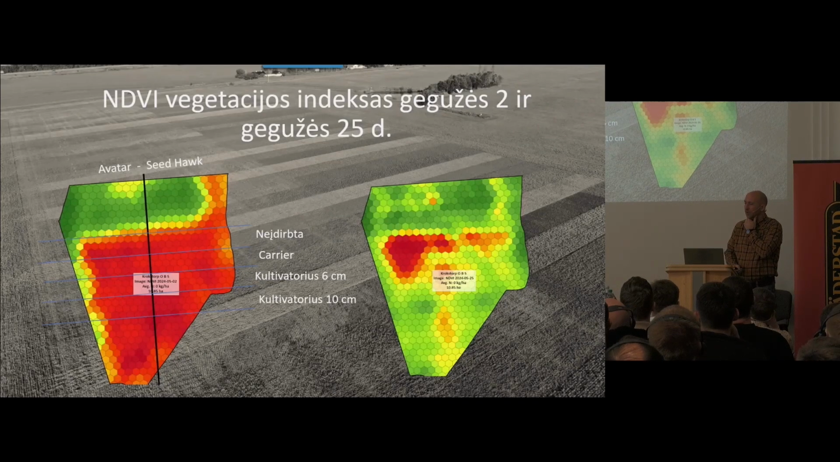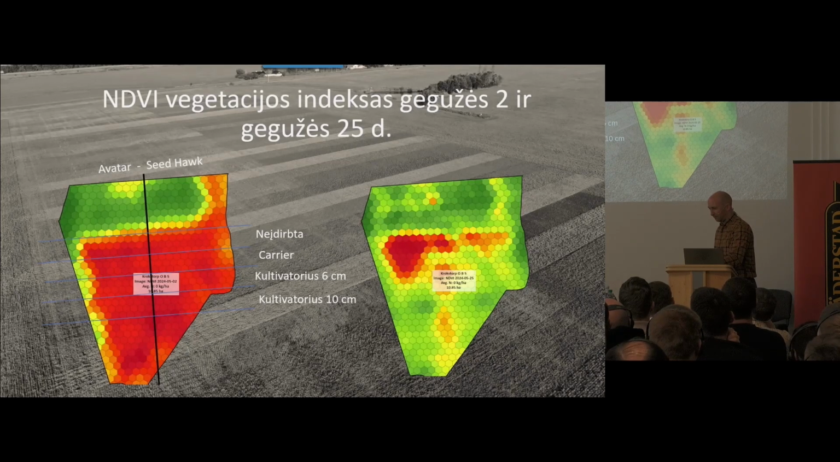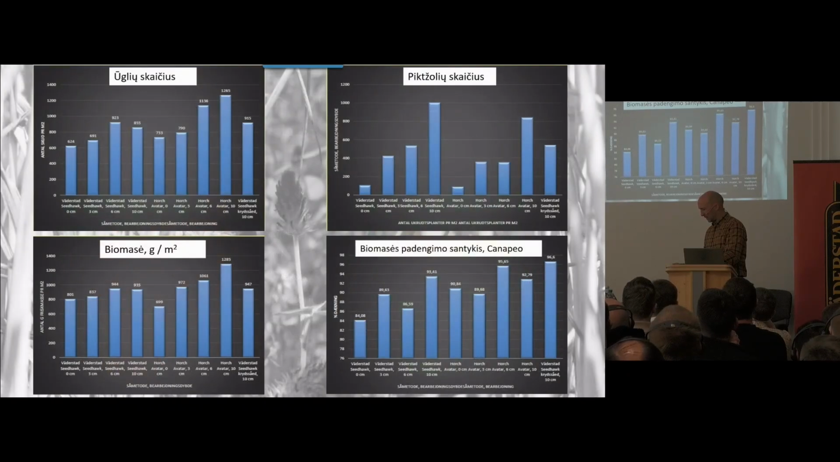And then we looked at the mapping satellite photos. This part is winter wheat, so that's not part of the trial, but here you can see we went with about 200 meters long and 36 meters wide strips, with direct drilling, with carrier, with cultivation on 60 centimeters and cultivation with 10 centimeters.